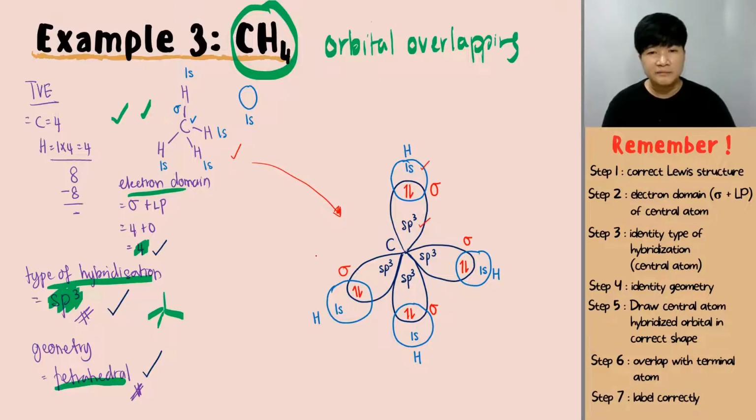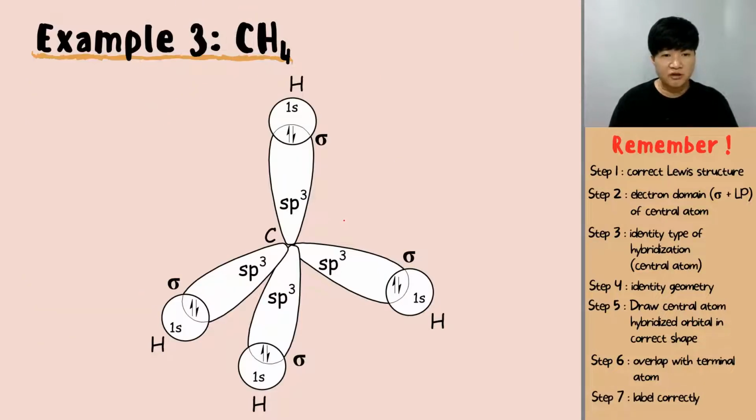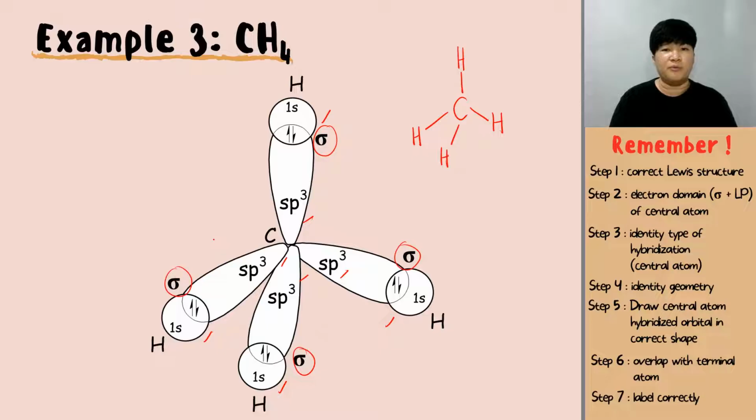Easy. Alright? So this is a better version of drawing between your carbon and hydrogen in the shape of tetrahedral, because your carbon right now is an sp3 hybridized orbital. Okay? Overlap end to end with the 1s orbital of the hydrogen to form the sigma bond. Alright, we are forming 4 sigma bonds over here.